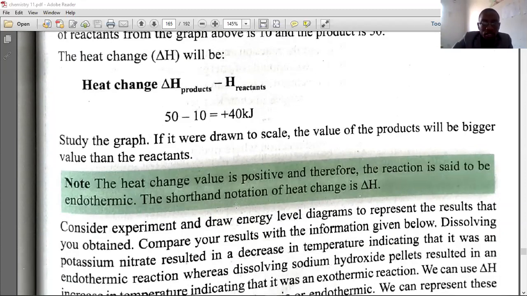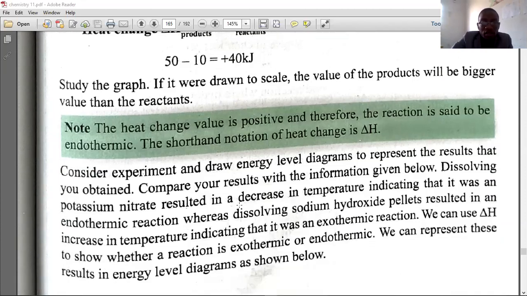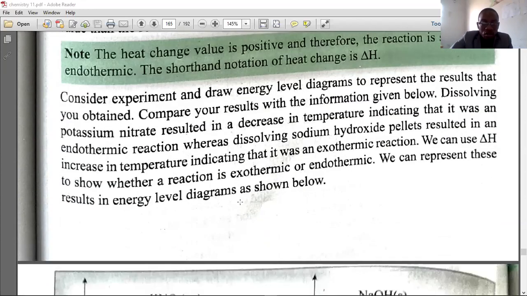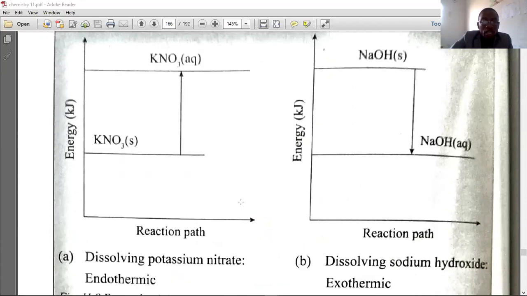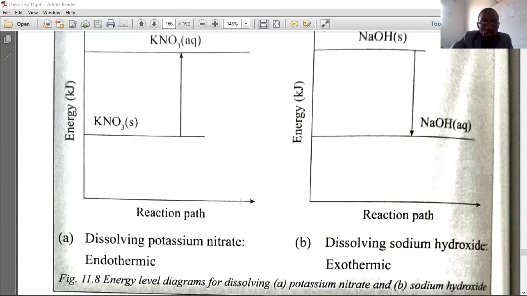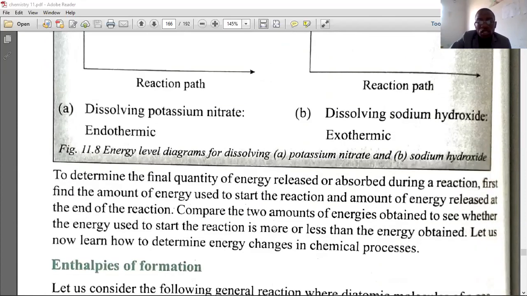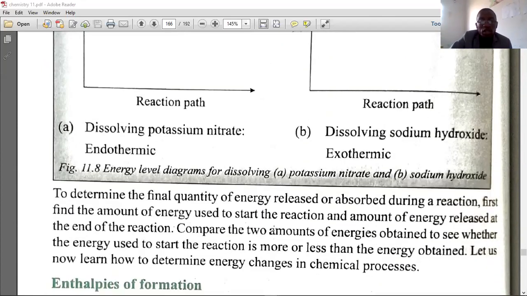But basically what is important is knowing that a positive value means endothermic and a negative value means exothermic. So in terms of energy level diagrams, that is how we interpret the energy level diagram. So we can calculate the enthalpy change and then we can make a comment on that particular enthalpy change that we have calculated, looking at its symbol. Is it a positive value or is it a negative value? So basically that's what we had for today's session.